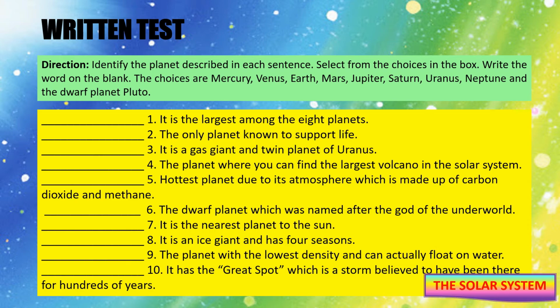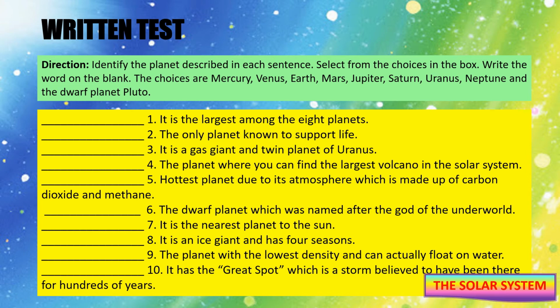Number 1. It is the largest among the 8 planets. Number 2. It is the only planet known to support life. Number 3. It is a gas giant and twin planet of Uranus. Number 4. The planet where you can find the largest volcano in the solar system. Number 5. It is the hottest planet due to its atmosphere, which is made up of carbon dioxide and methane.